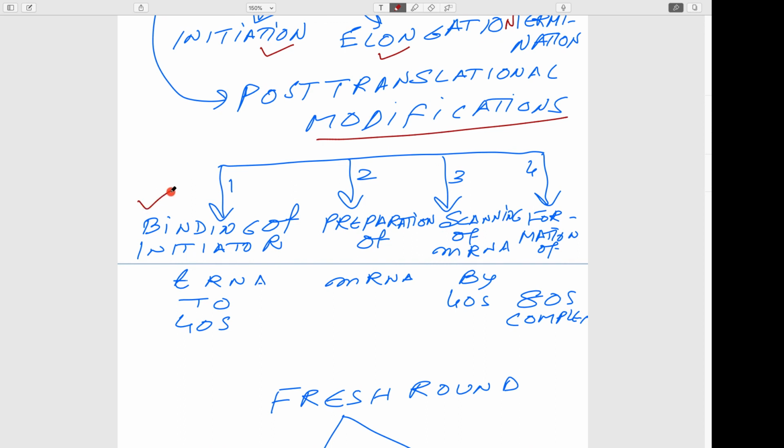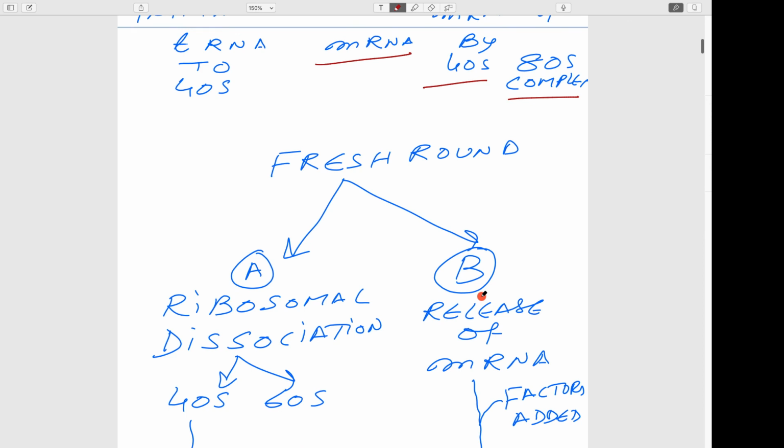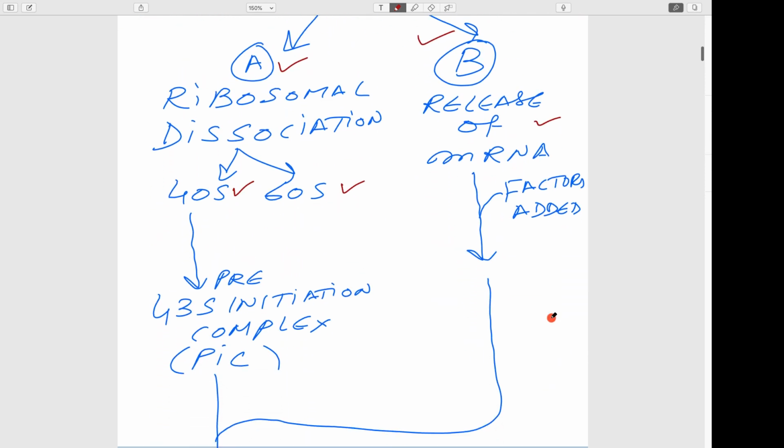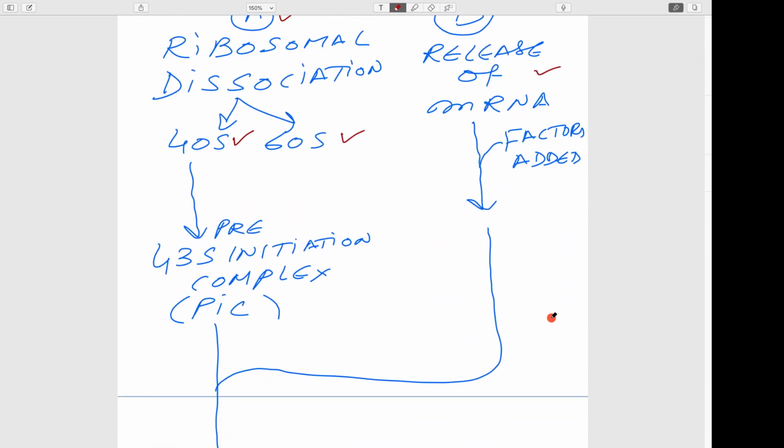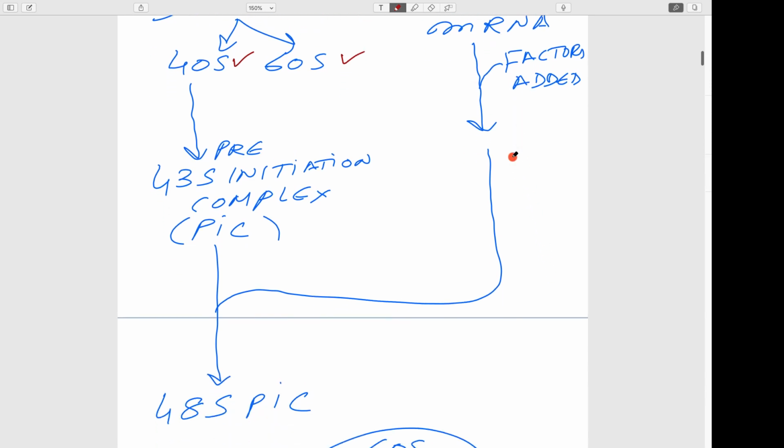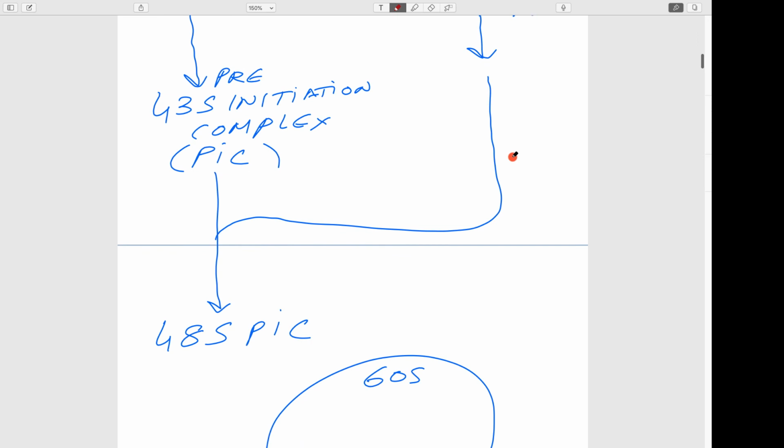So binding of initiator transfer RNA to 40S, preparation of messenger RNA, scanning of messenger RNA by 40S, and formation of 80S complex. Then, when a fresh round starts, what happens? First, two events take place, A and B. In A, ribosomal dissociation into 40S and 60S and release of messenger RNA. Initially 40S participates, converting to the 43S pre-initiation complex (PIC), and then messenger RNA, with many factors added, binds with the 43S to form the 48S PIC.